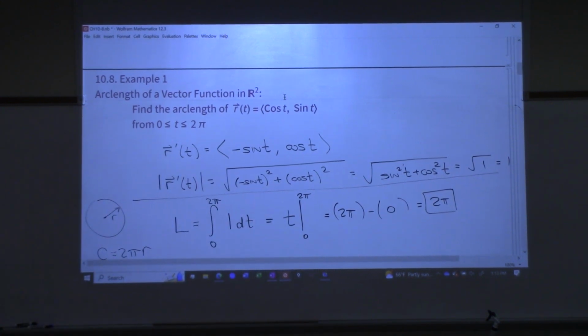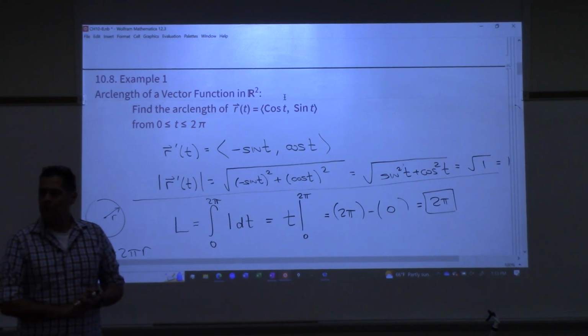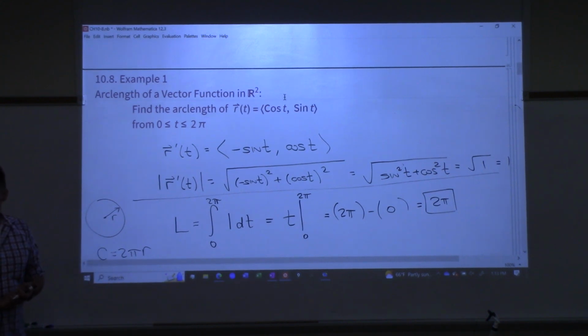Okay? Questions on that? Yes? So is the magnitude 1 the distance from the center to the edge of the circle?